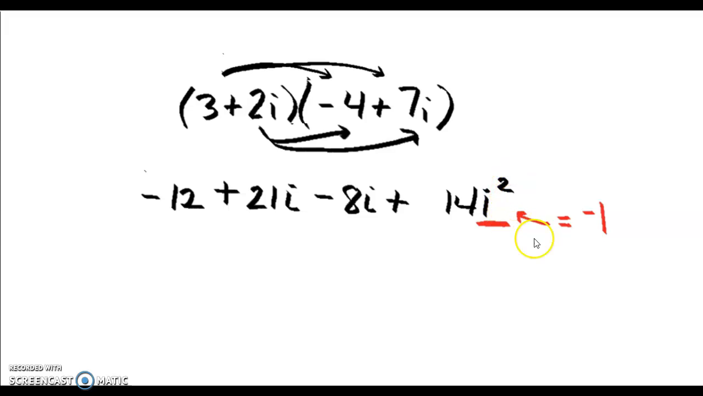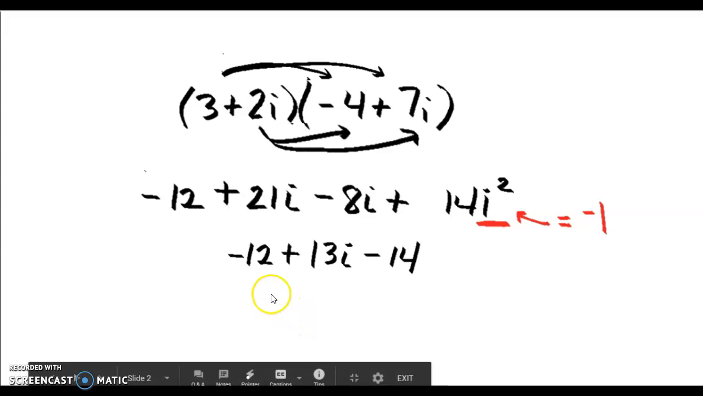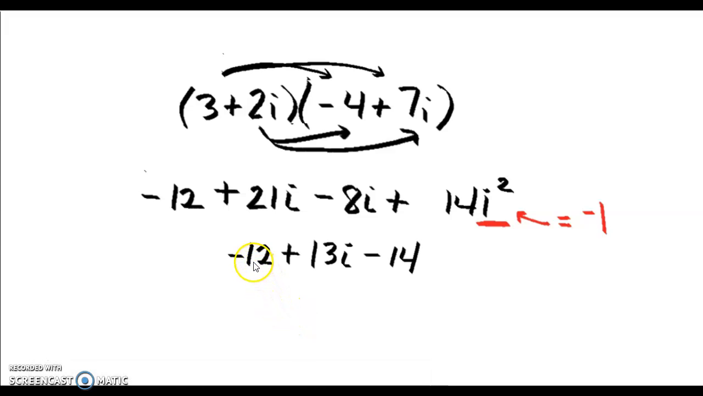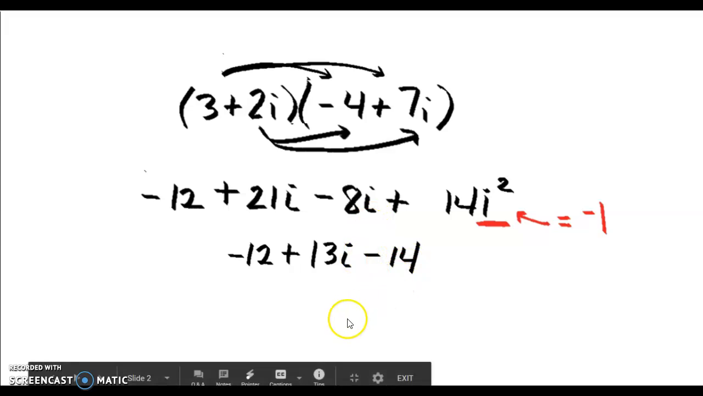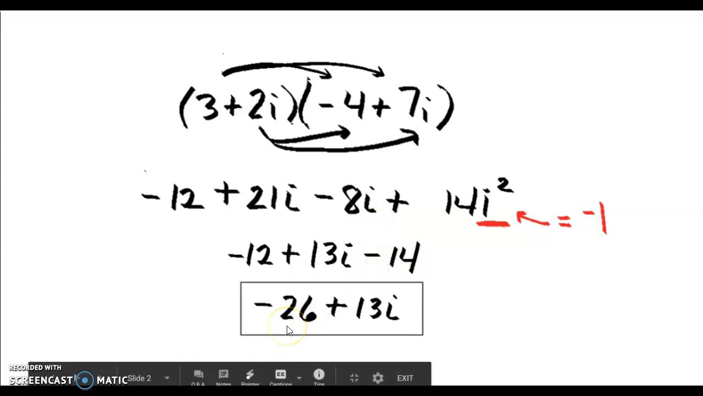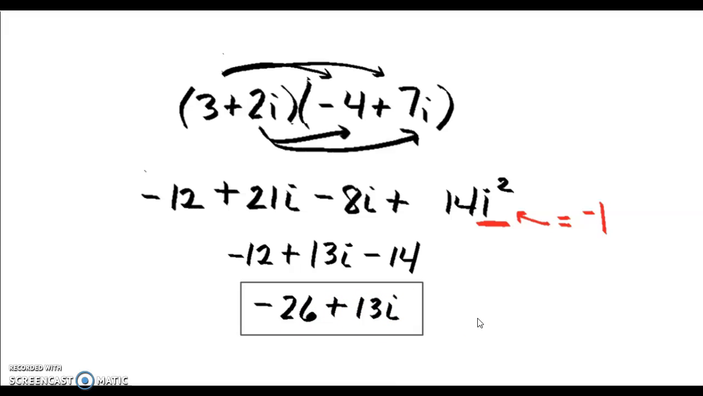Remember that i squared is negative 1, so we're going to change this little piece over here to be a negative 14, because 14 times negative 1 is negative 14. Combine like terms also in the process, so I have negative 12 plus 13i. 13i came from the 21 minus 8, and then our minus 14. Put those together and we get negative 26 plus 13i. That is how you add, subtract, and multiply complex numbers.